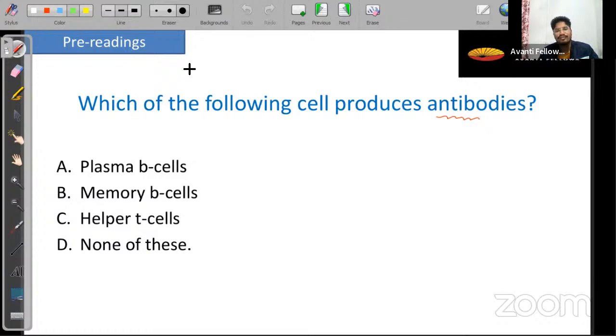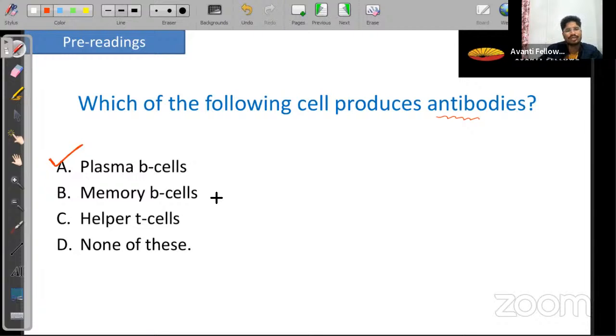Result is like everyone has chosen option A, no one has chosen option B, C and D. B, C और D को किसी ने भी choose नहीं किया है. Okay, let me stop sharing. And that is correct. The correct answer is your plasma B cell. Plasma B cell. Right? It is going to produce antibody.